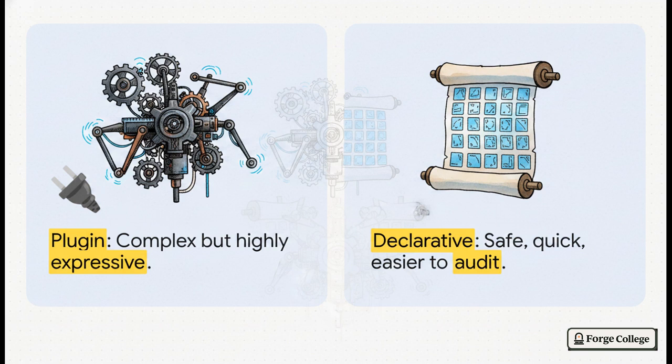Your other option? Declarative policies. Think simple JSON or YAML rules. They're safe, they're super quick to deploy, and honestly, they're just so much easier to audit. For a robust factory, a hybrid approach is usually the sweet spot. You rely on the simple declarative rules for like 90% of your basics, and you only break out those complex plugins for the really heavy-duty, highly specific custom logic that fundamentally changes the core functionality.